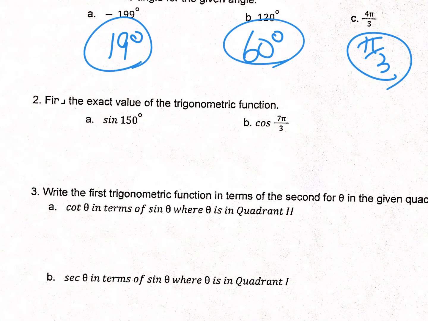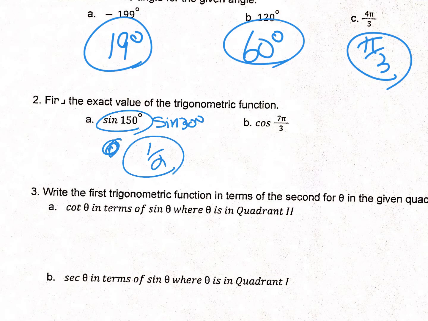Number two, find the exact value. The way we're doing this, we're doing a reference angle first. So the reference angle of 150 is 30, so I'm really thinking about sine 30. And you should know by now that the sine of 30 degrees is 1/2. Now, to figure out if it's positive or negative, look at the quadrant. 150 is in quadrant 2. Remember, sine is the y, and y is positive in quadrant 2. It's 1/2.